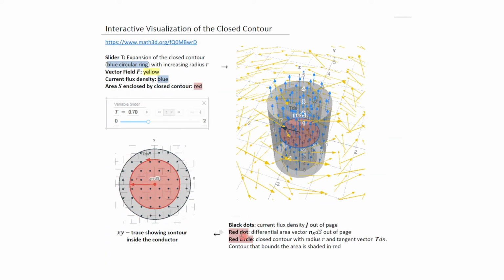So let's just quickly look at what these are. Black dots are the current flux density out of the page. The differential area vector n ds is out of the page, and the red circle is a closed contour with radius r and tangent vector t ds. It's a contour that bounds the area shaded in red.